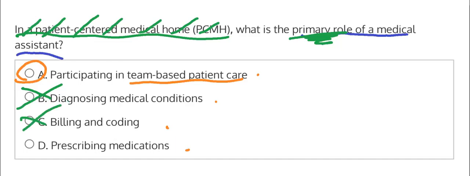And then option D is like option B. It's saying prescribing medications, similar to diagnosing medical conditions. That would not be the role of the medical assistant. That will come from a provider. So we can eliminate that. And that leaves us with option A, participating in team-based patient care, as the primary role of the medical assistant.